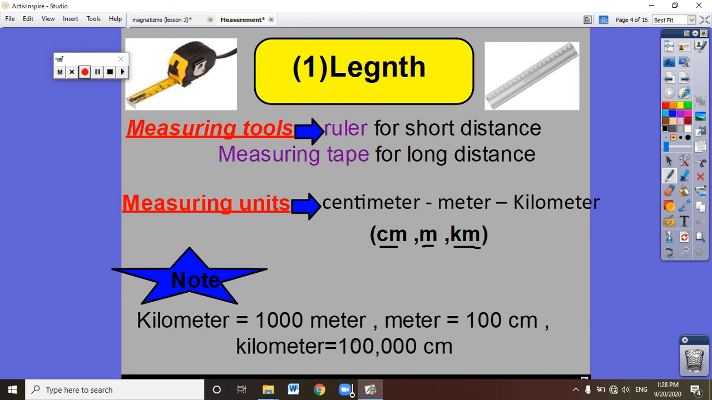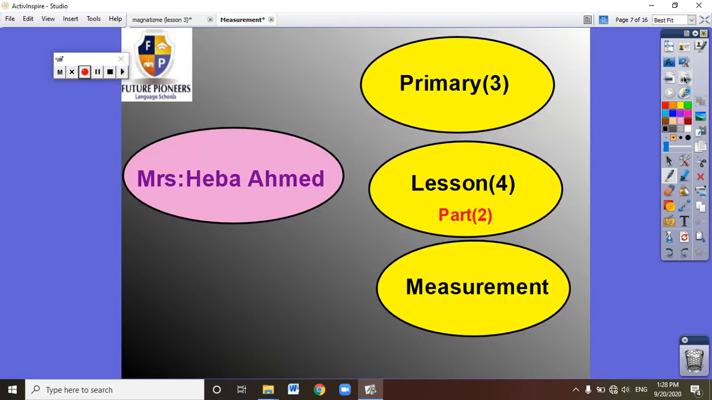And don't forget that 1 kilometer equals 1000 meters, and 1 meter equals 100 centimeters, and also 1 kilometer equals 100,000 centimeters. Okay, today we will take the mass.